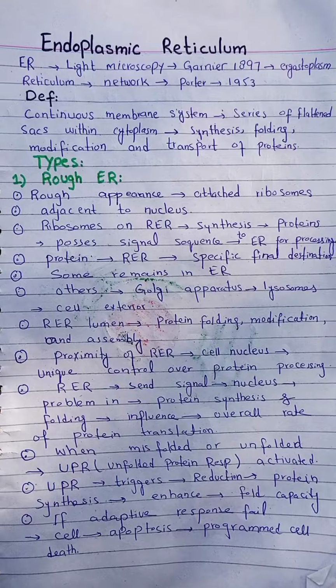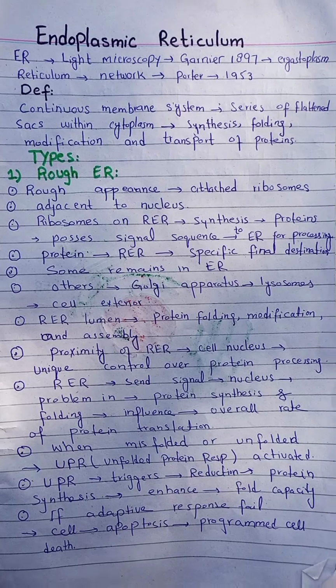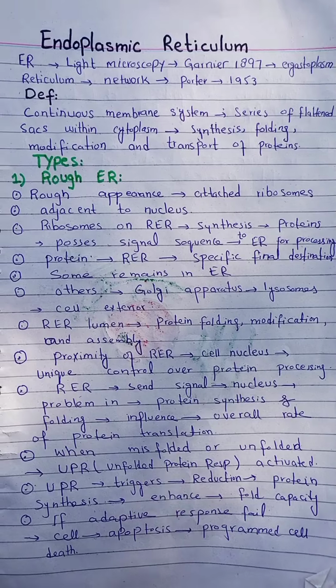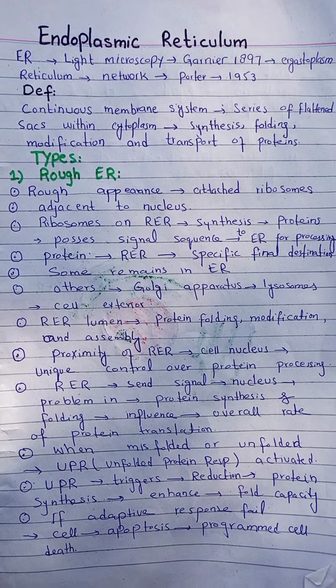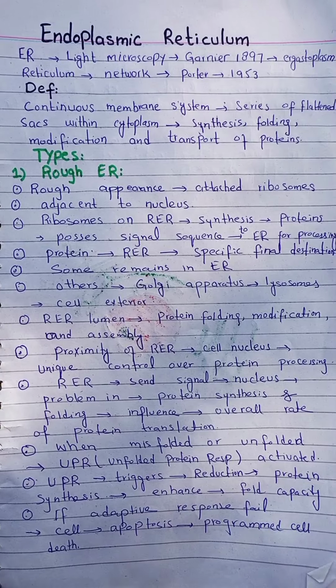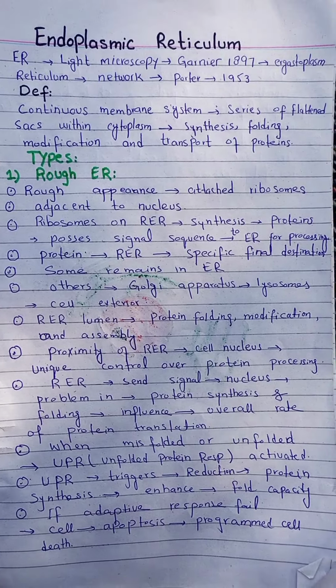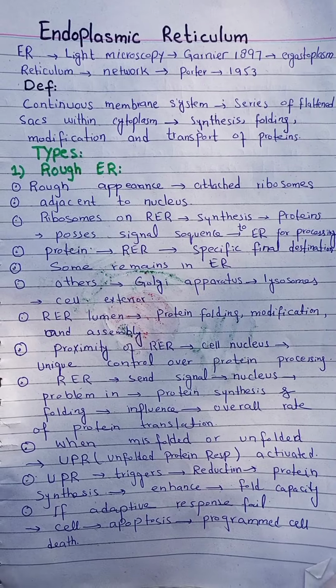occur. The proximity of the rough endoplasmic reticulum to the cell nucleus is unique. It controls overall protein processing. Rough endoplasmic reticulum sends a signal to the nucleus if there is a problem in the synthesis and folding. It influences the overall rate of protein translation.